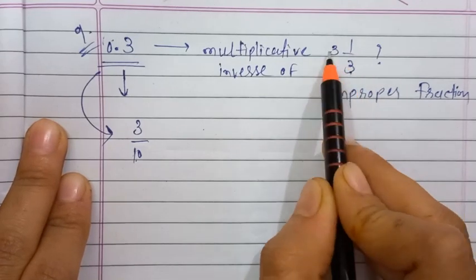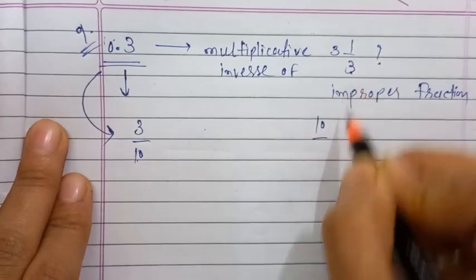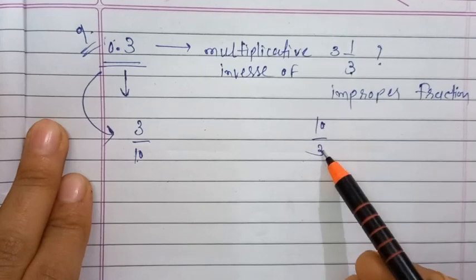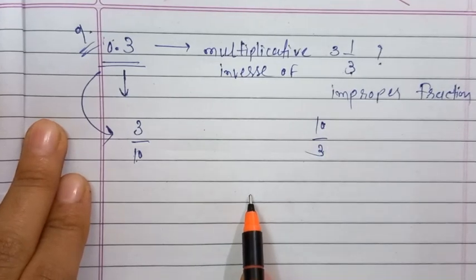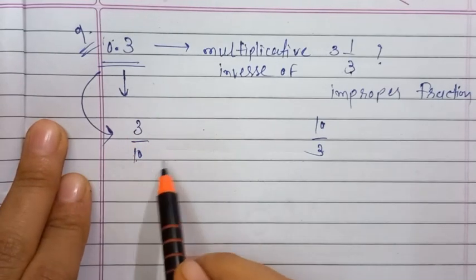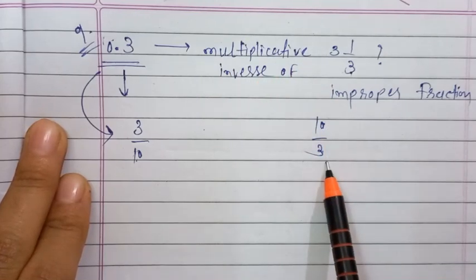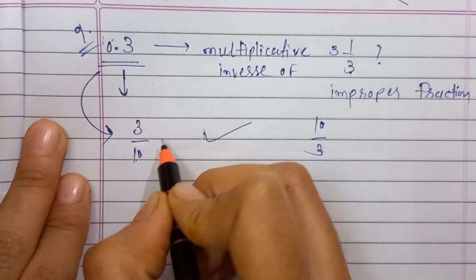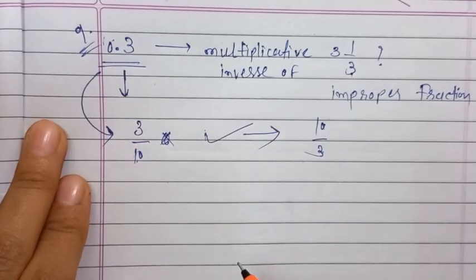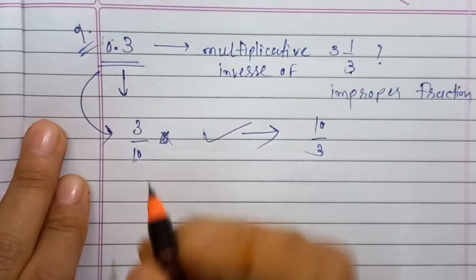Then 3 into 3, 9. 9 plus 1, 10, and the denominator is 3. So this is an improper fraction. The numerator is greater than the denominator. So see, in the question we have to check whether 3 by 10 is the multiplicative inverse of 10 by 3 or not. Then yes, because if we change the position of this, then we get 10 by 3, and in reciprocal we change the positions of numerator and denominator.